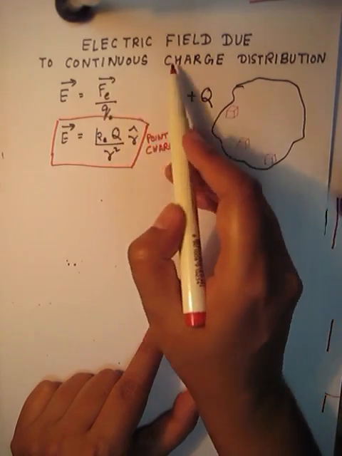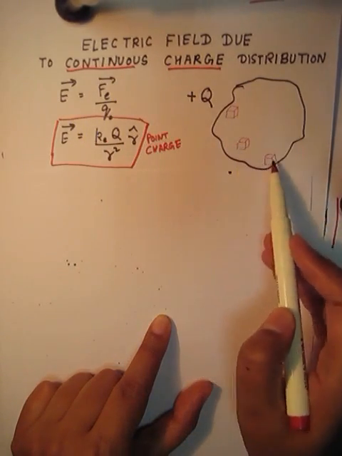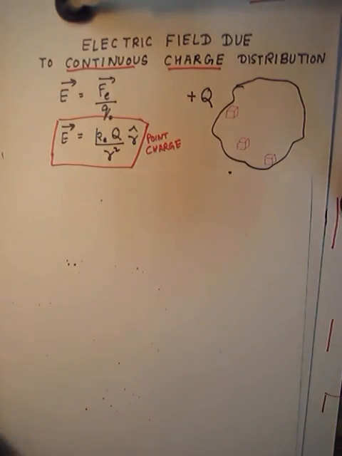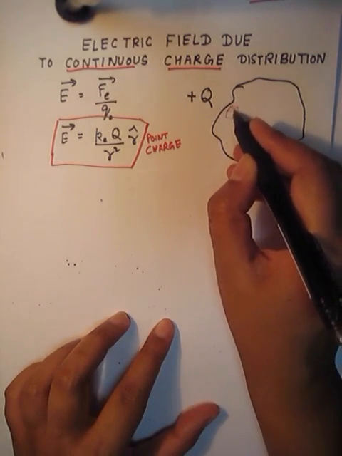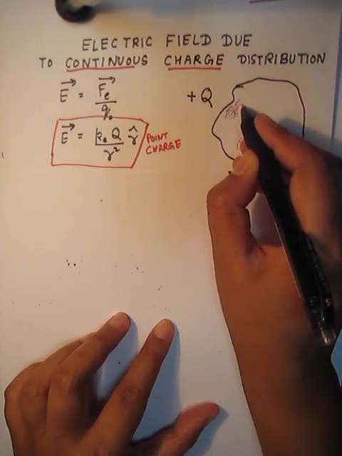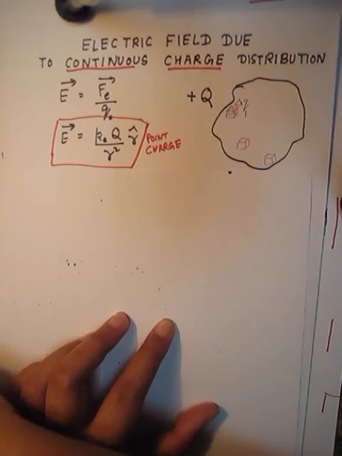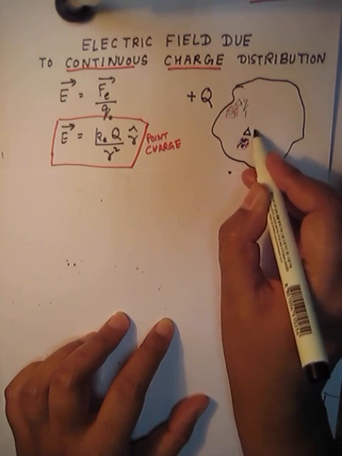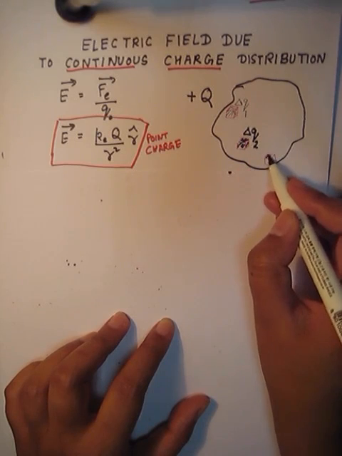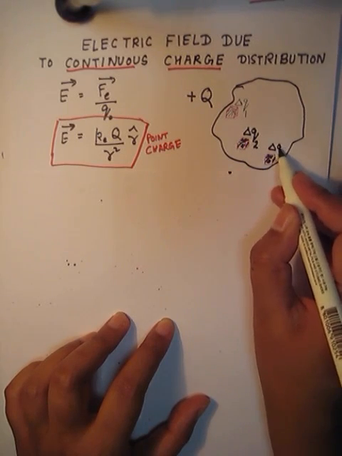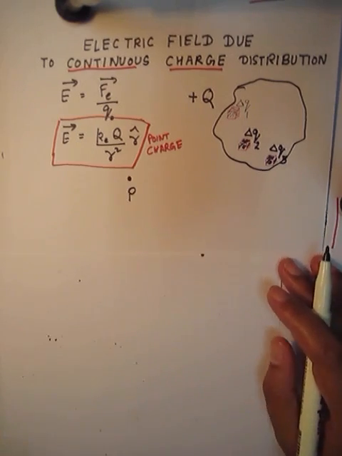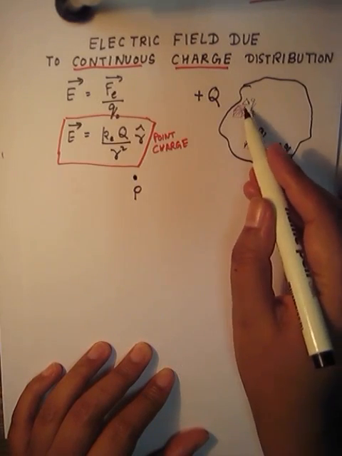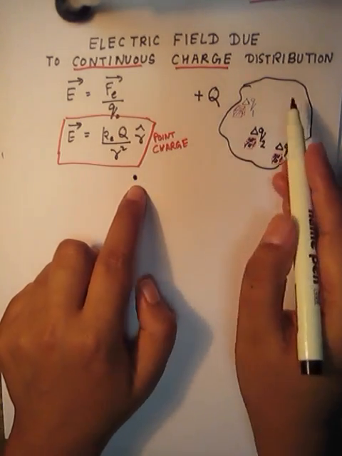And in order to use it for a continuous charge distribution, we shall divide this object into small parts or small volumes. Like in this case, I have already divided it into 3 volumes. Let us say that this small part of this object has a charge of delta Q1, and this small part has a charge of delta Q2, and this small part has a charge of delta Q3. And let us say that we need to find out the electric field at a certain point P, the total electric field at point P due to whole of this object.